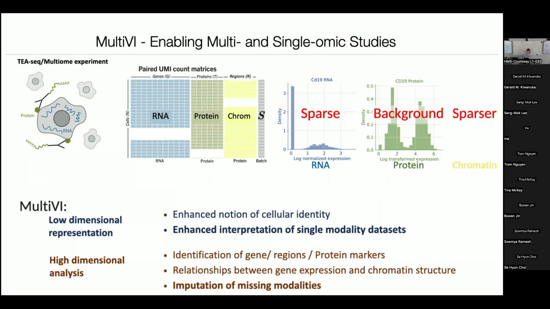again, capturing this organizing principle, a low dimensional representation that can be queried, and a high dimensional representation that will allow us now to denoise genes, protein expression, chromatin, compute differential expression, differential accessibility all at once.